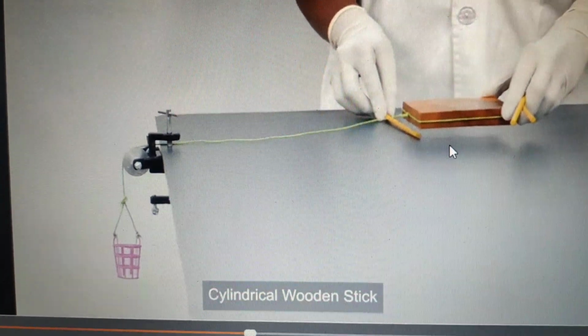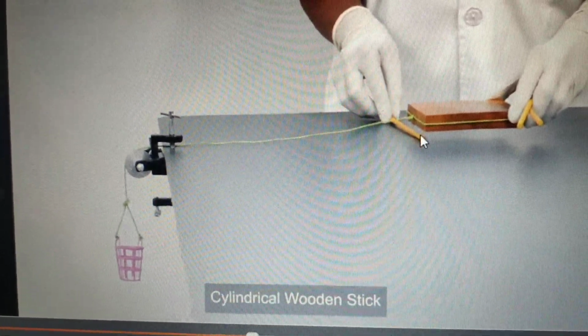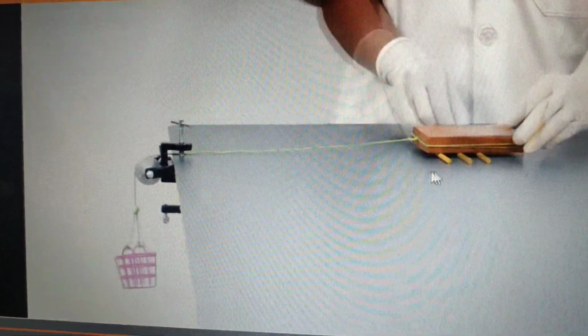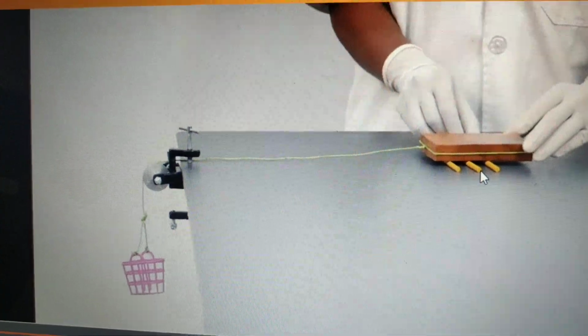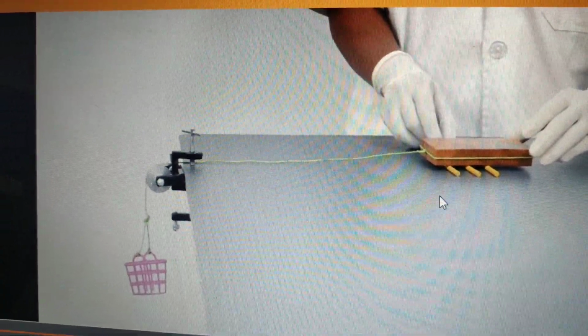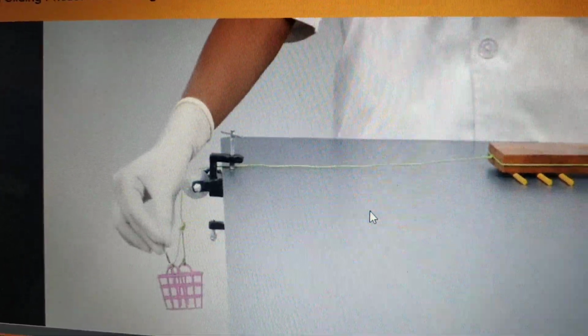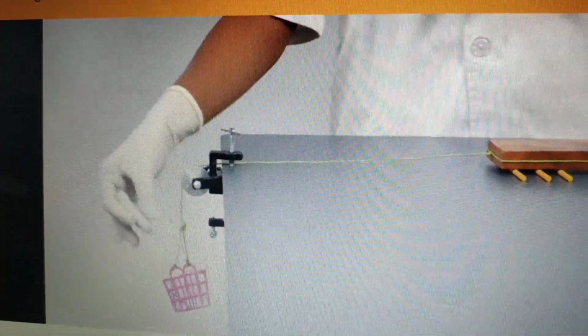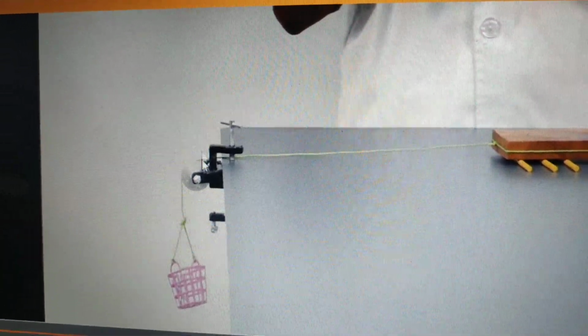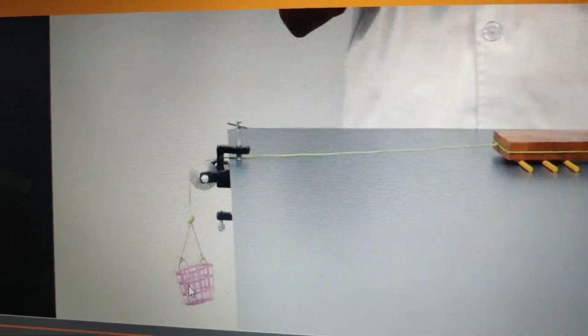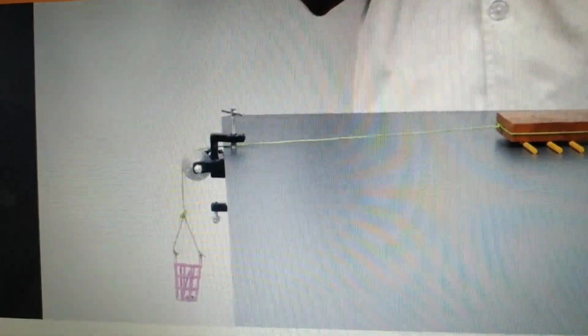Now we have to take 3 cylindrical wooden sticks, as you see, and place these cylindrical sticks under the wooden box, perpendicular to the direction of the motion, right? And after that we will repeat the same activity which we have done before. Okay, then put iron nails one by one in the basket.